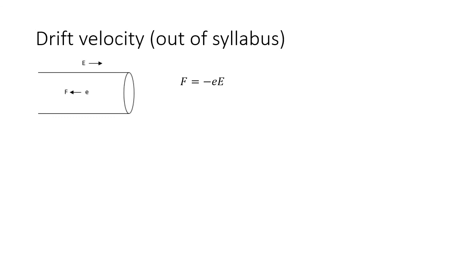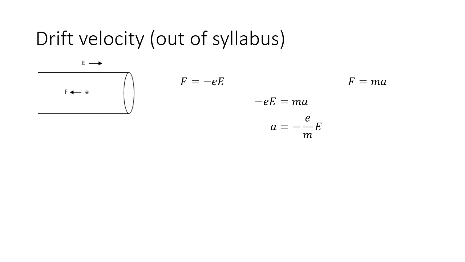For simplicity of explanation, I'll consider only one electron in the conductor, and now we can apply Newton's second law to this electron. So I can write F equals ma, where m is the mass of the electron. We know the force acting on the electron, therefore I can write minus eE equals ma. If we solve for acceleration, we will get a equals minus eE divided by m. We can see that the acceleration of the electron is directly proportional to the electric field, or we can say directly proportional to the potential difference.